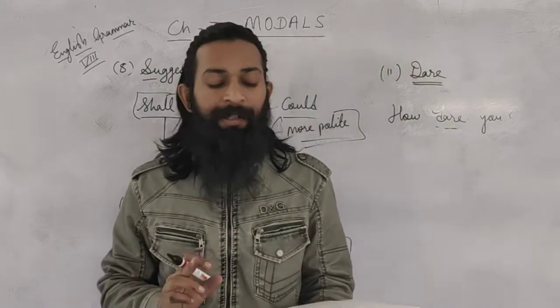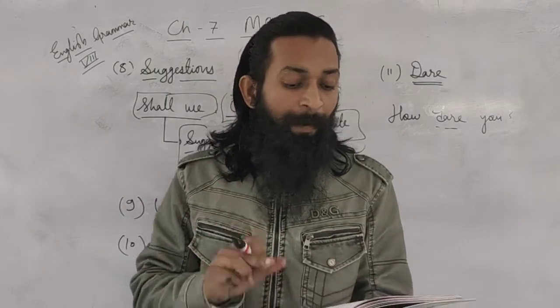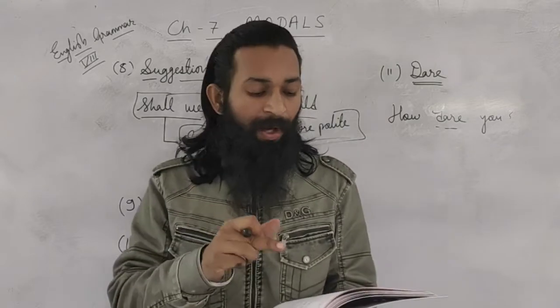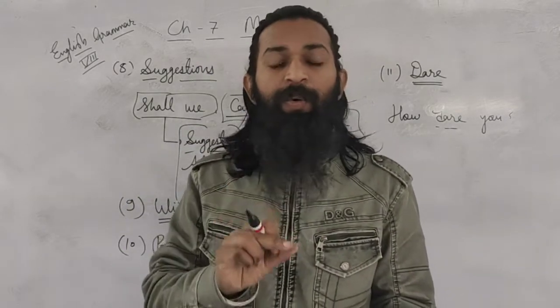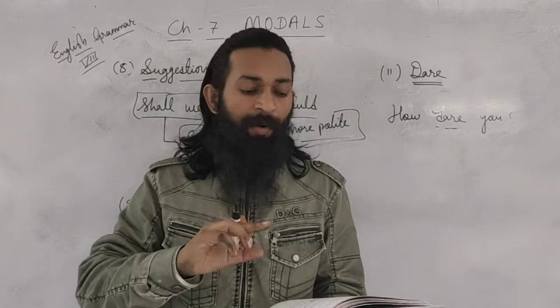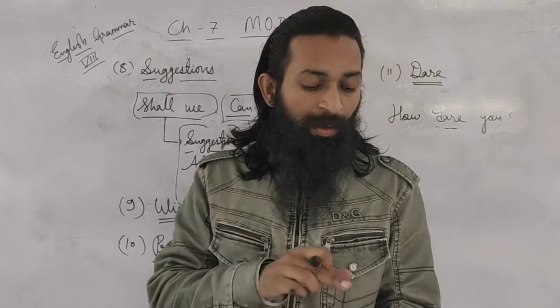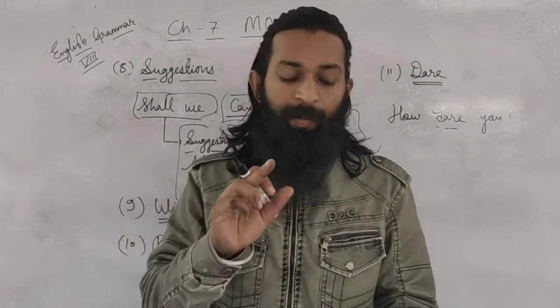Seeking and giving permission: may, can, and could. Three options will be in front of you. May is used for formal permission, as I already explained. Like, may I help you with the luggage? Can I use your cell phone? Can and could both are used for requests, polite requests, and sometimes for permission also. Can and may are sometimes informal, and could is more polite.